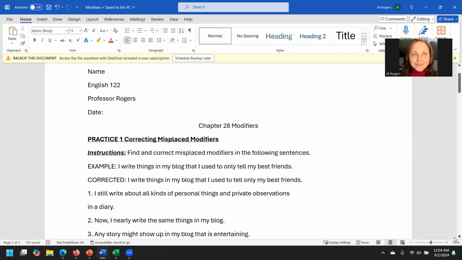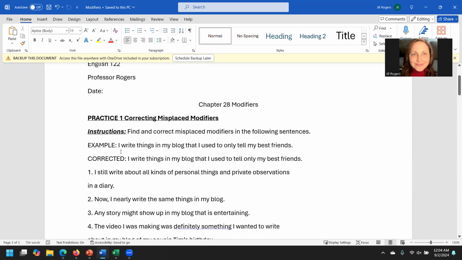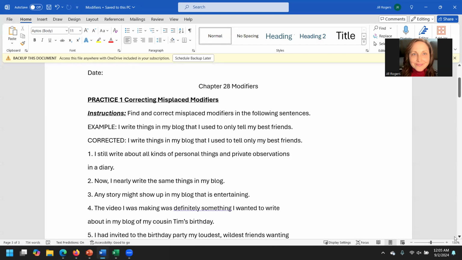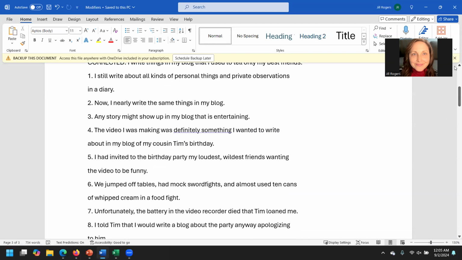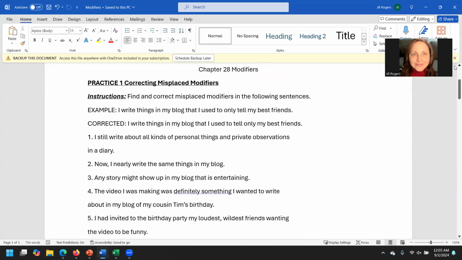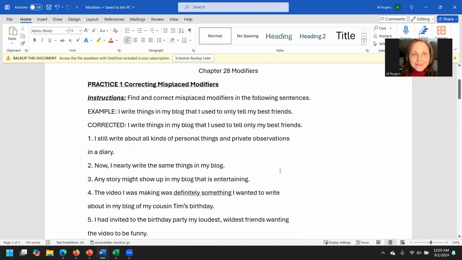So first, find and correct misplaced modifiers in the following sentences. Here's the example. Here's the corrected: I write things in my blog that I used to only tell my friends. We didn't only tell. We tell only my best friends. So that was only and nearly and just and what's the other one? Almost. There you go. You need to go right before what you're modifying. So these are all incorrect sentences, and you have to fix them all.